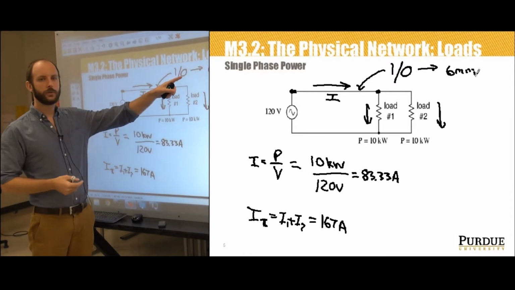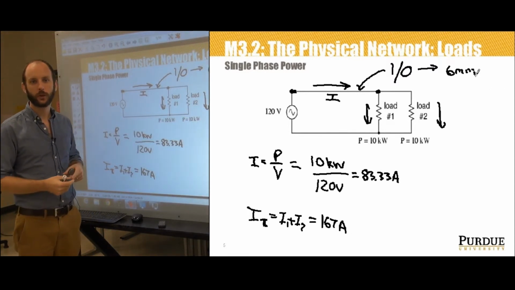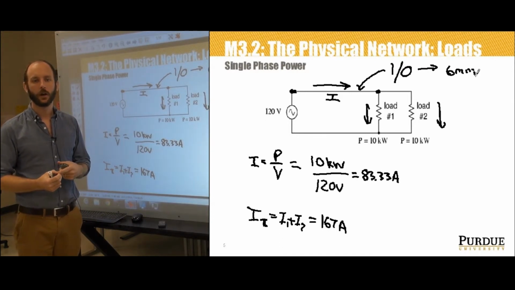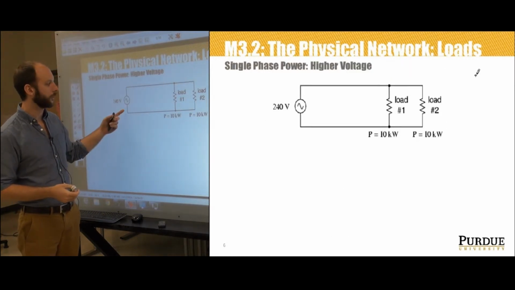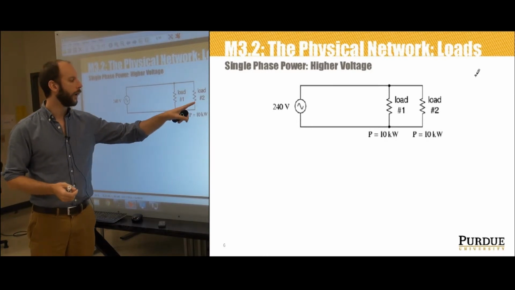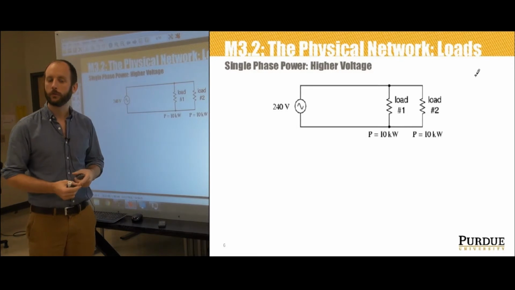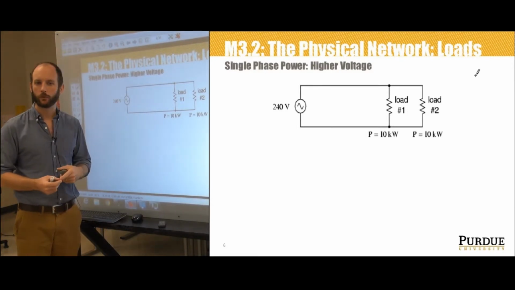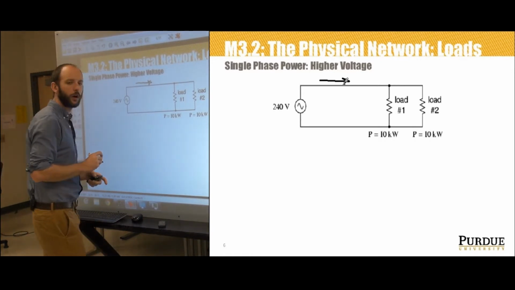One way to reduce the need for this wire is to increase the voltage at this voltage source, and then to redesign the loads such that they operate at a higher voltage. I'm going to show an example of that circuit. So if this were lighting, I'm still wanting 10 kilowatts of output power from each of these lights, but instead of serving it with a 120 volt source, I'm going to now serve it with a 240 volt source. What does that do to this current draw?